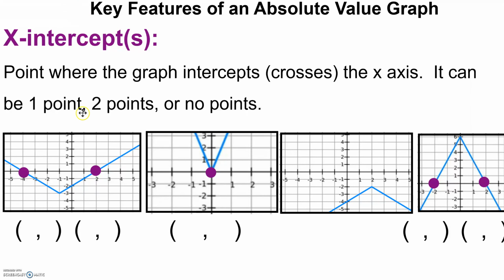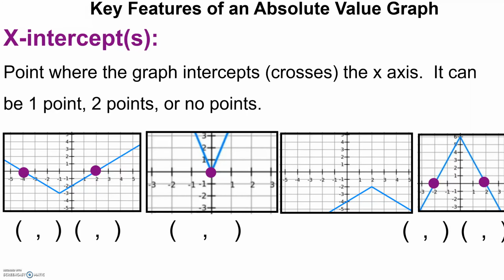X-intercepts are the points where the graph intercepts or crosses the x-axis. It can be 1 point. In this example, there's only 1 because it's the same as the vertex. 2 points, that's like the first and the fourth graph where it crosses twice, or no points, which is what you see in graph number 3.